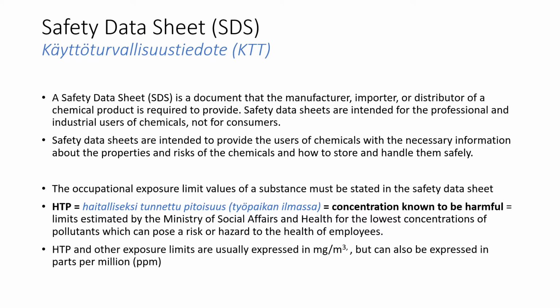Haitalliseksi tunnetut pitoisuudet. Also known as HTP values, HTP-arvot. HTP values are given as the time-weighted average for an 8-hour workday. In addition, a 15 minutes value is set as short-term exposure limit. Employers must take the HTP values into account when assessing the quality of workplace air and planning the work environment. The HTP values publication is freely available online.